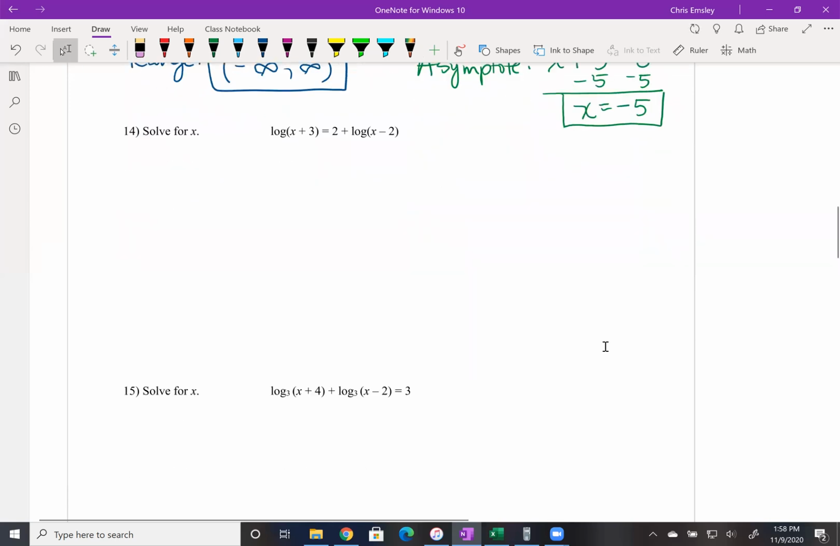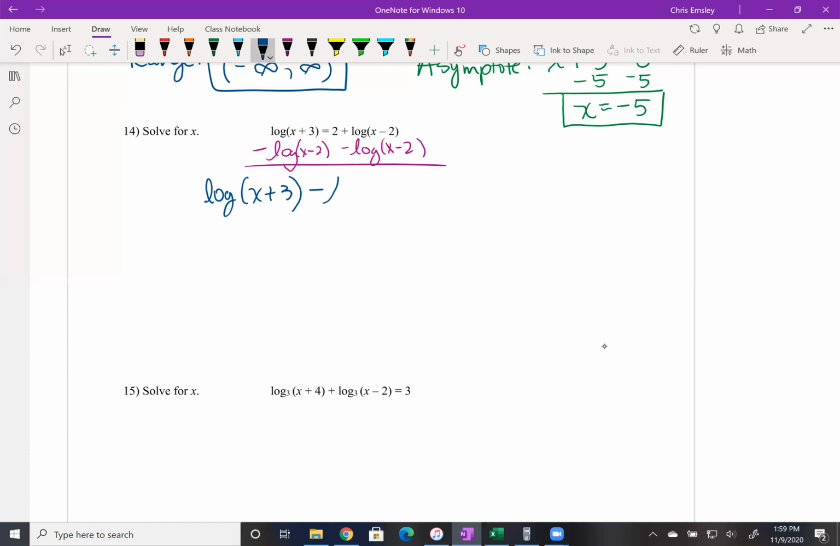Number 14, we now have a logarithmic equation. This type of logarithmic equation, you'll notice there are some terms that have logs and some terms that do not. Anytime you have an equation like that, the first thing you want to do is move your terms around so that all your logs are on one side and anything that's not a log is on the other side. So the first thing I'm going to do is subtract this log of x minus 2 from both sides of the equation. What I get then, I can't combine these terms just yet. I'm going to do that in my next step, but I'm just going to write it out. Okay, just moved that log to the left.